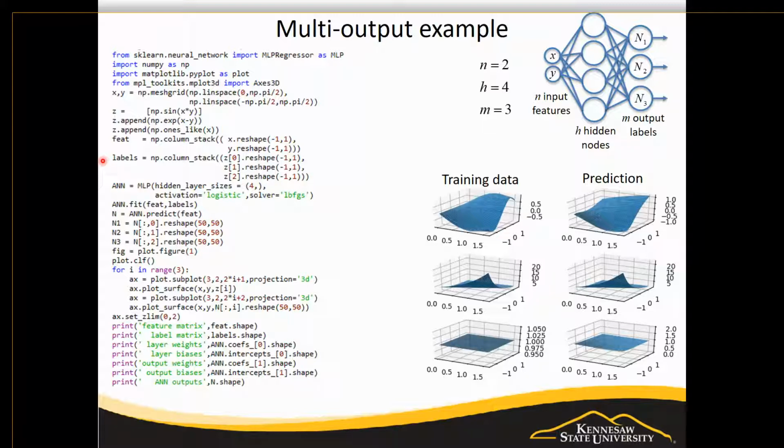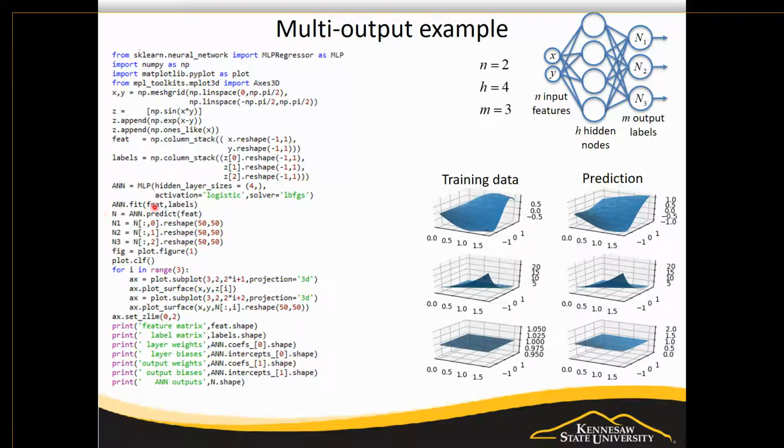Okay, and then I'm going to go ahead and define my multi-layer perceptron. I'm going to have a single hidden layer with 4 hidden nodes, and then I'm going to fit my features to my labels. Then I go ahead and do a predict, okay? And that predict is going to return a matrix, where every row is the prediction for that sample, and each column is the output, either the first, second, or third output.